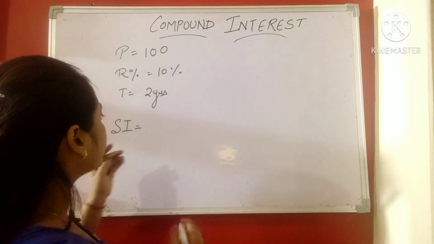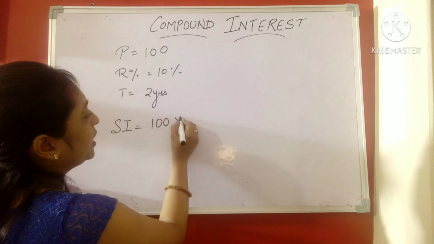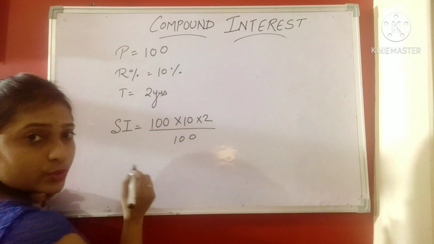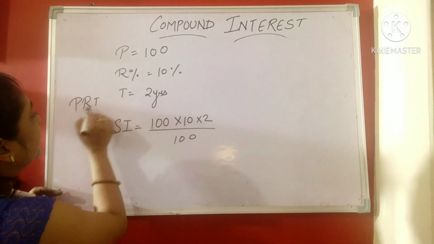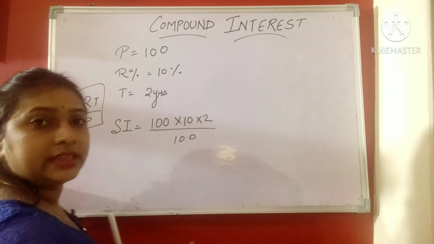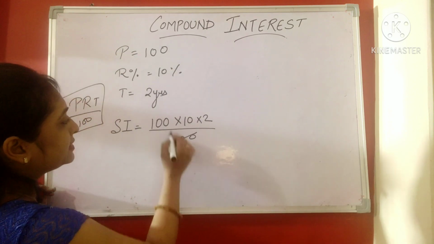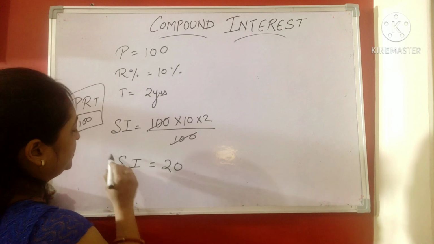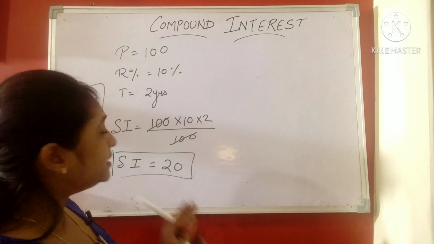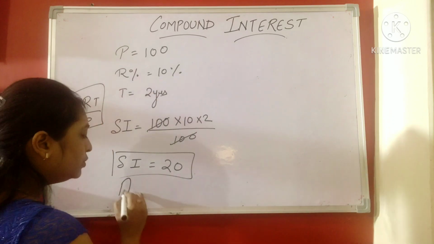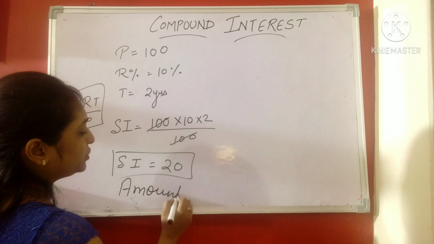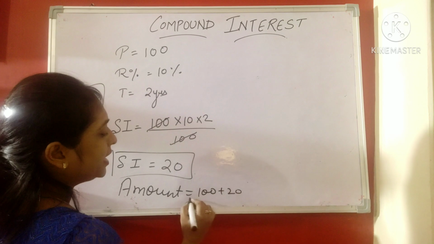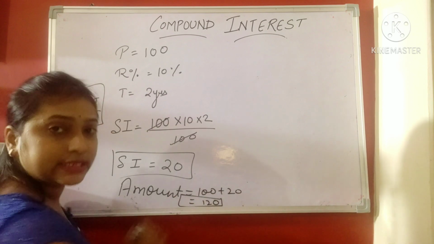Right? In simple interest, P will be 100, rate will be 10, time will be 2 upon 100. We use the formula PRT by 100 as discussed in the previous video. Now we will be simplifying and the simple interest will be 20. Right, rupees 20. That means after 2 years, the amount I get from the bank, which is principal plus interest, is 100 plus 20, that is equal to 120.